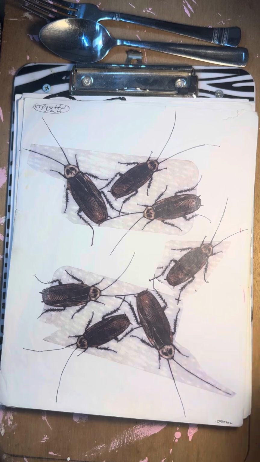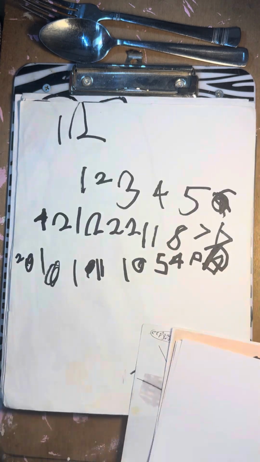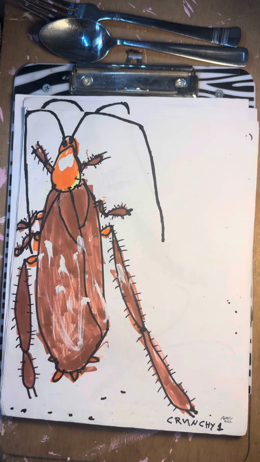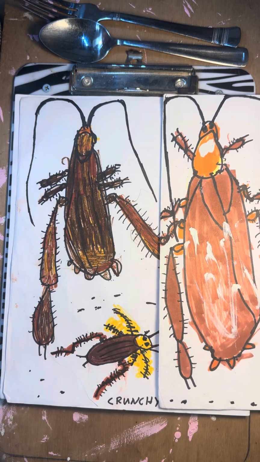Oh, this is pretty scary. 7. 7, they're still scary. How about numbers? 7, 7, 9, that's scary. How about crunchy 1? Yeah, that's pretty scary. How about crunchy 2 and crunchy 3? Yeah, it's pretty scary still.